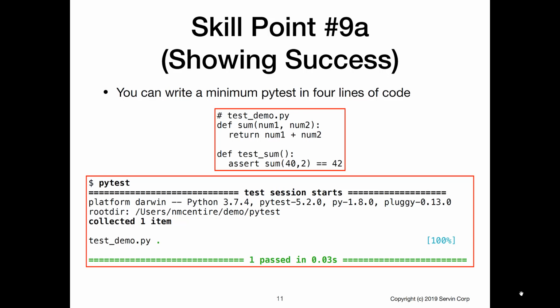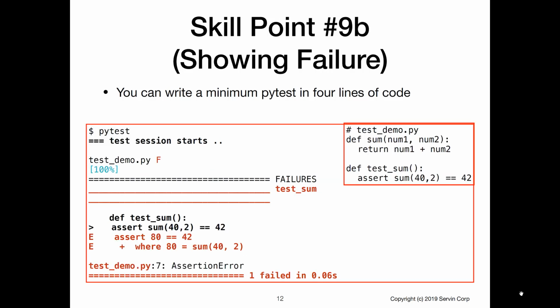It tells me that it collected one item. It runs the test that's in there. Of course, we just have a single test, and it says that it passed. So that's showing the successful run.